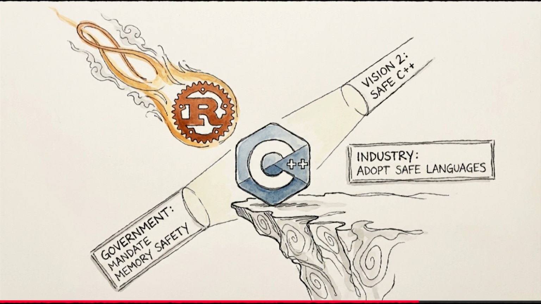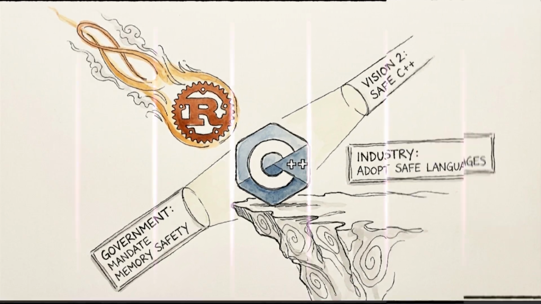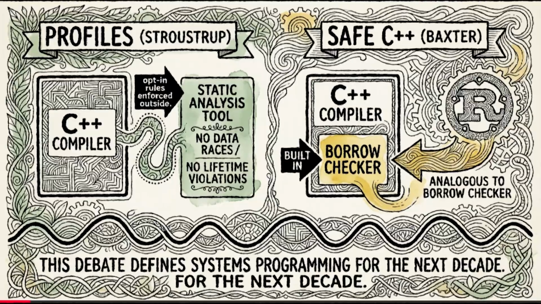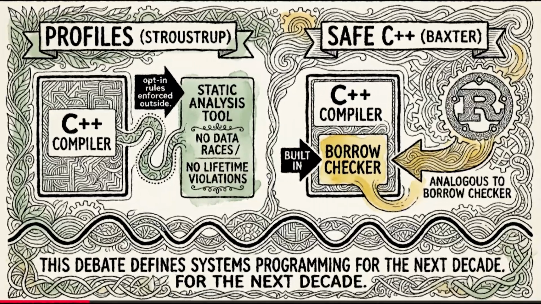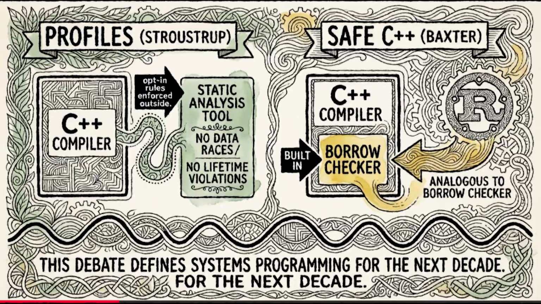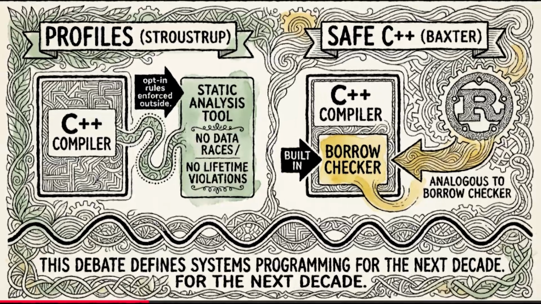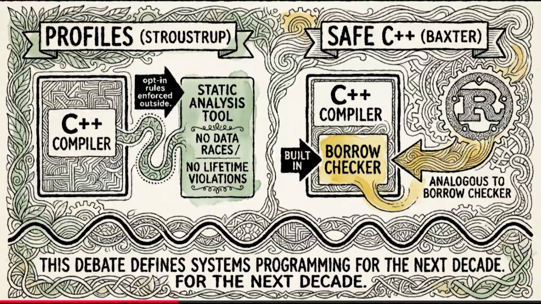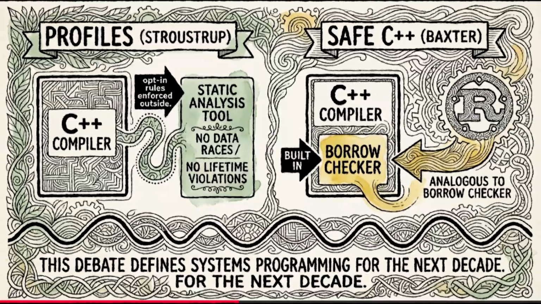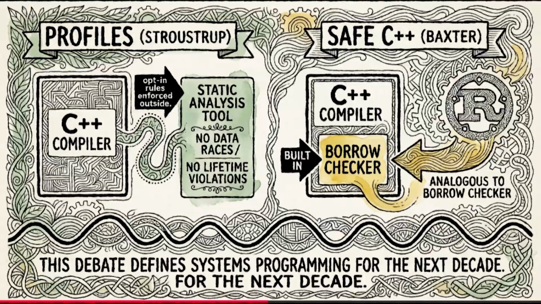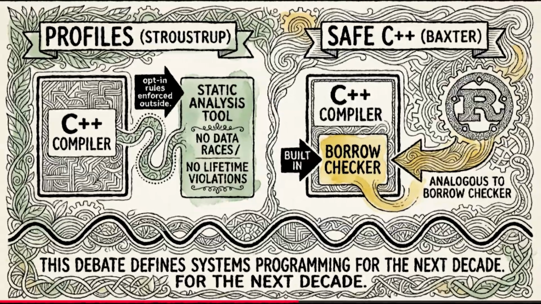Looking at the current landscape, there are two competing visions for how C++ survives this. The first one is from the creator himself. Yes, you have Bjarne Stroustrup's vision of profiles. This is an opt-in model where developers restrict themselves to safe subsets of the language. The rules, like preventing data races or lifetime violations, are strictly enforced by external static analysis tools rather than modifying the core compiler itself. And on the exact opposite side is Sean Baxter's Safe C++ proposal.